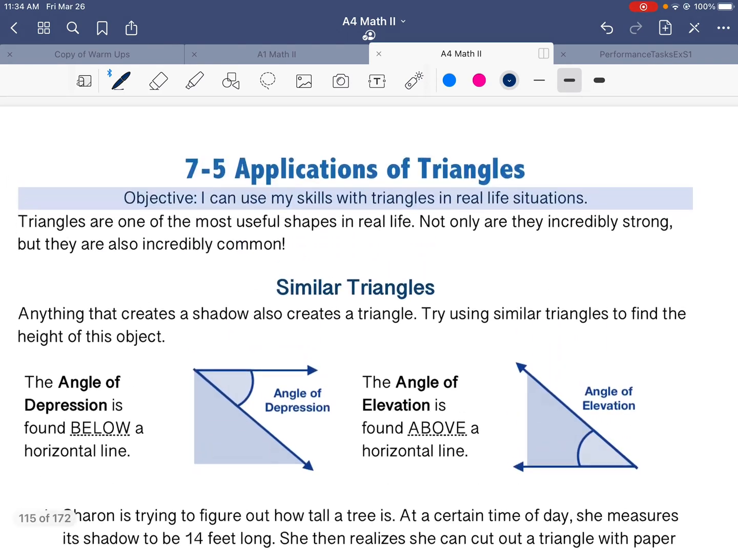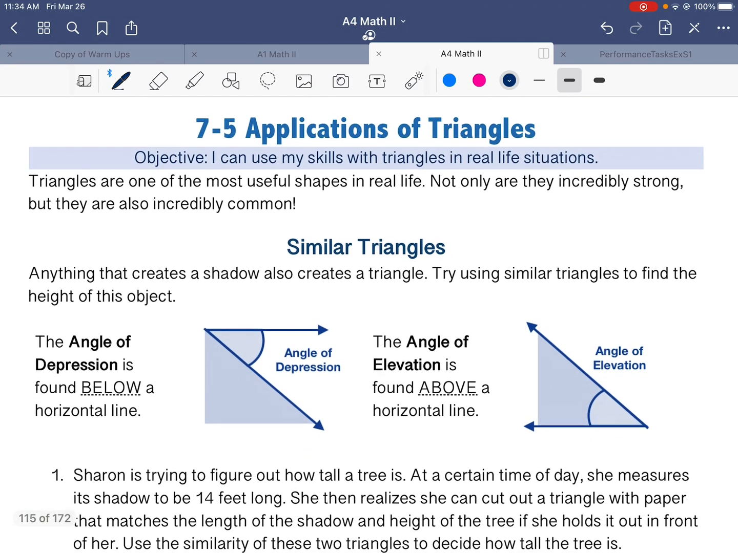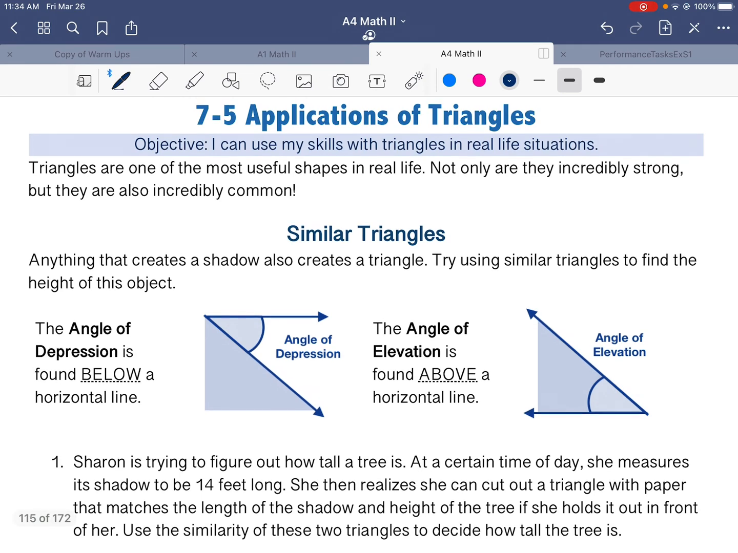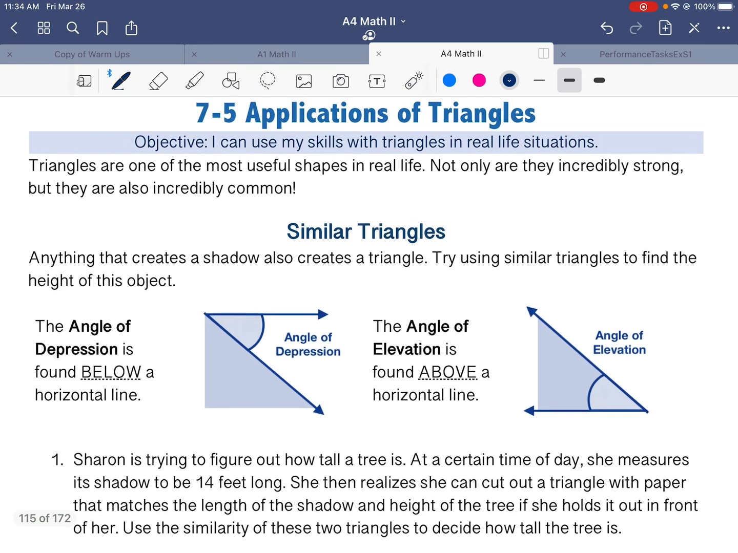So we're going to talk about how we can use the information that we've already talked about to solve real-world situations. Some of them are a little bit less than real world, and you can laugh at those with me later. But these actually do have applications in real life, and we'll talk about some of those applications.